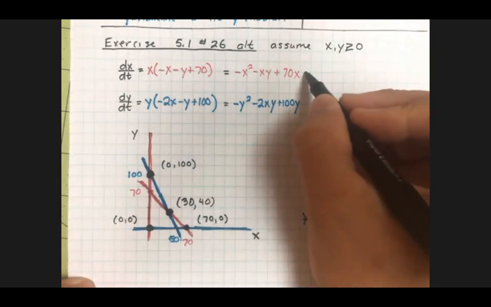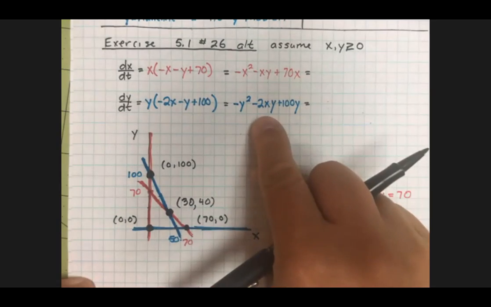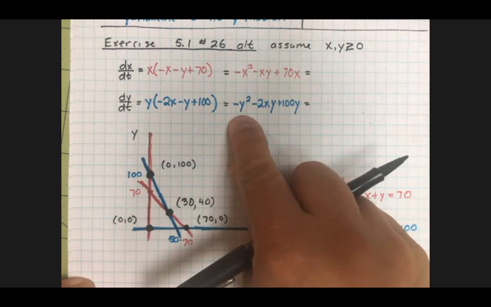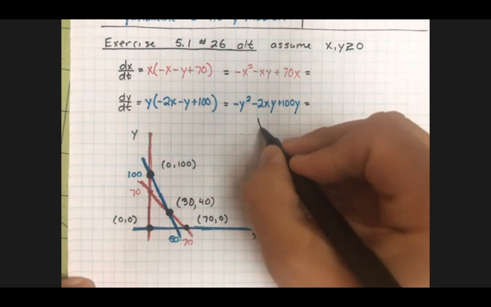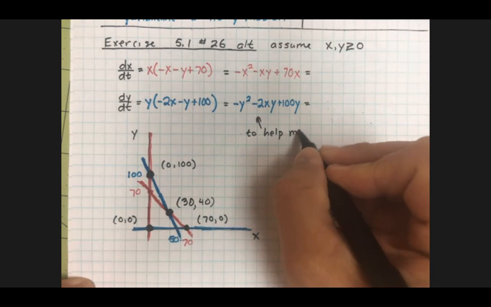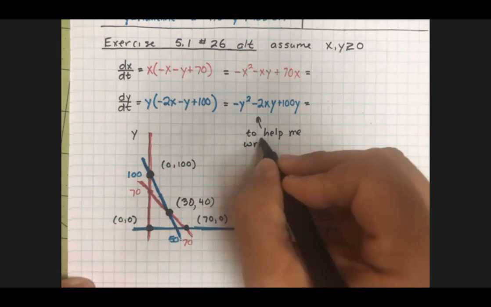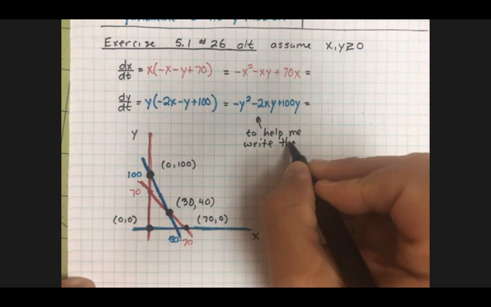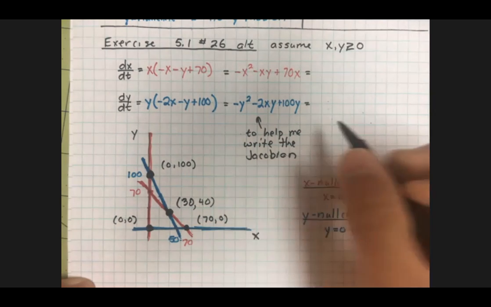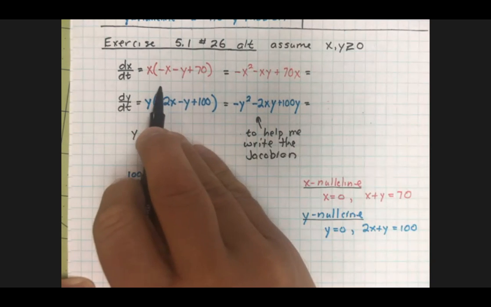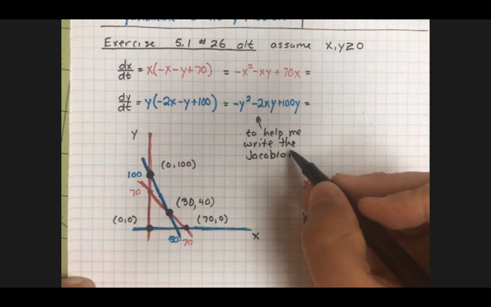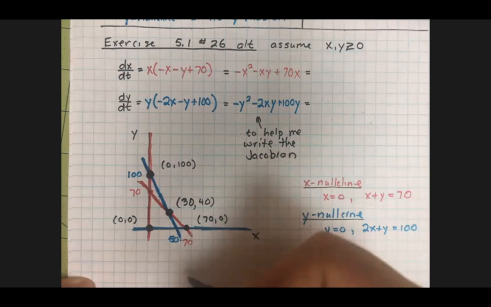Now, what is good about the way I just wrote that there? That is easy for taking the partial derivatives, partial f, partial x, partial f, partial y, partial g, partial x, partial g, partial y. So this is to help me write the Jacobian. I don't want to differentiate this product. I don't want to execute product rules or anything like this. I want to see the polynomials so I can quickly execute the Jacobian. Maybe we'll do that below in a second.